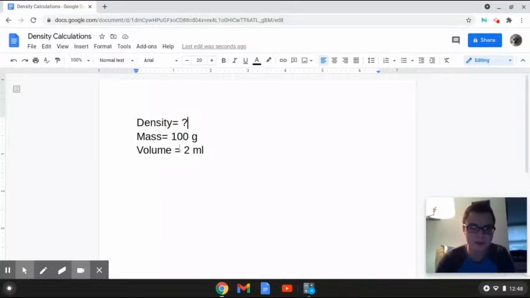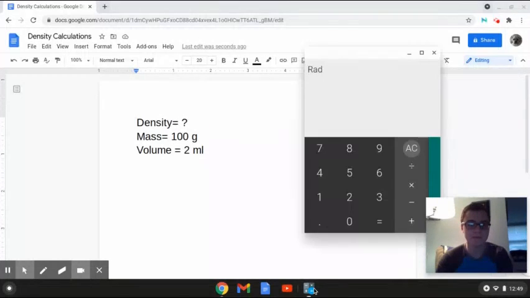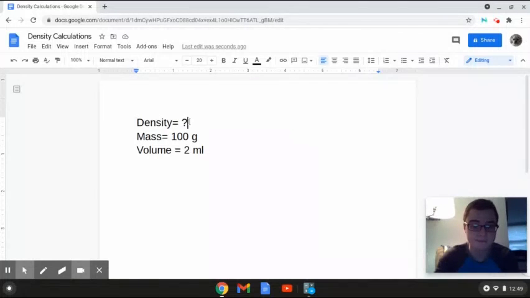Alrighty, so in this last problem, we are given 100 grams for mass and 2 milliliters for volume, and we need to figure out the density. And the way that we're going to be doing that is like we've been doing before, and I probably don't need to explain it again. We're going to be taking the mass and dividing it by the volume. So we're going to be taking the mass, which is 100, and dividing it by the volume, which is 2. Okay, so that will give us 50. And remember, we need to include the units, so the units in this case are grams per milliliter.